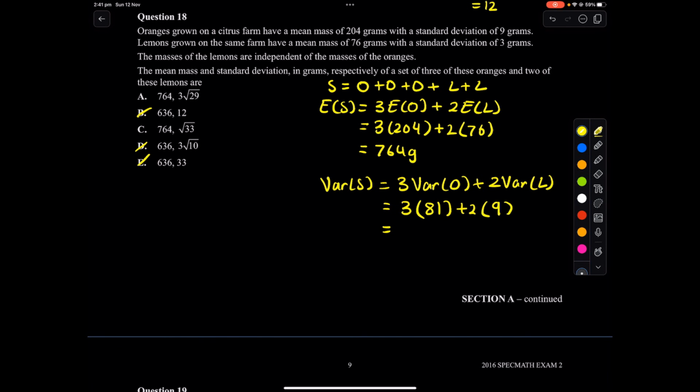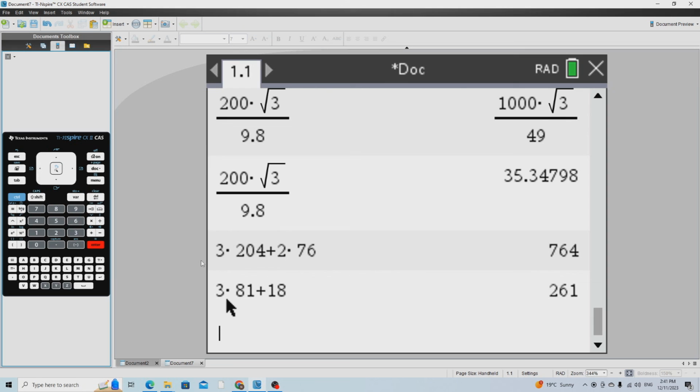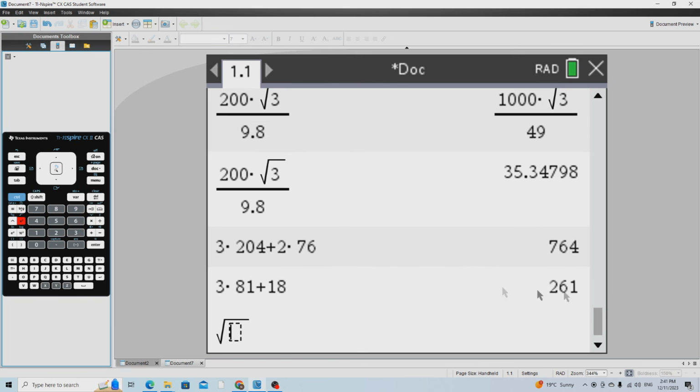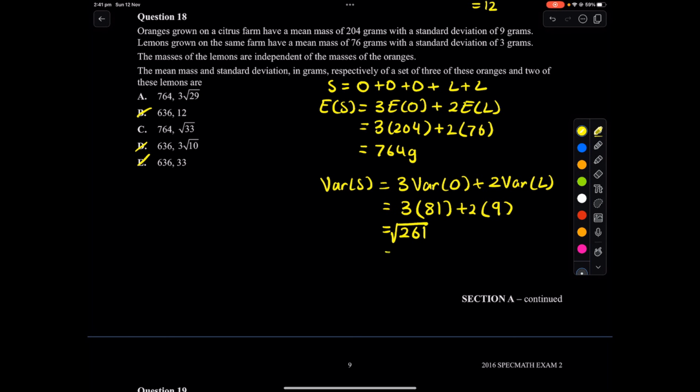Let's calculate those. What's 3 times 81 plus 18? That gives me 261. And taking the square root of 261, which gives us the standard deviation, we get 3 root 29. So 3 root 29 is the standard deviation of S, which is A as your answer. Nice.